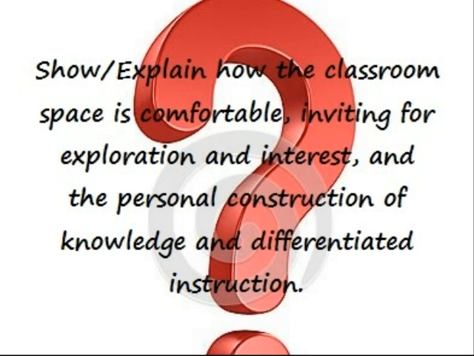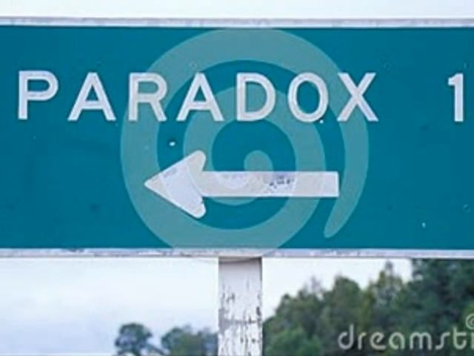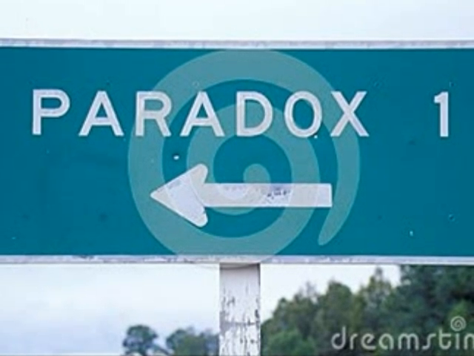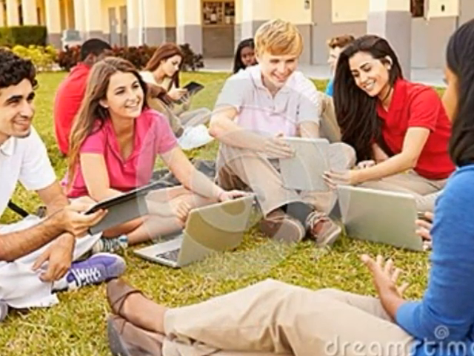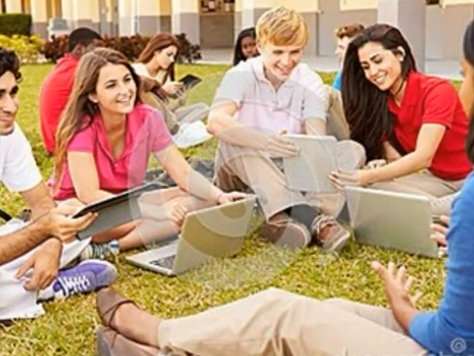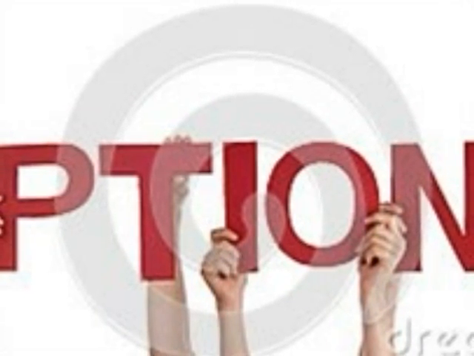Part 2. Show or explain how the classroom space is comfortable, inviting for exploration and interest, and the personal construction of knowledge and differentiated instruction. My classroom incorporates Parker Palmer's 6 Paradoxes for School Design, Design Share 2015. The first paradox is Bounded but Open, Design Share 2015. While my classroom is an open space in which students are allowed to explore their interests and preferred learning styles, I provide students with certain limits and focuses. For most major assignments, students are given choices as to how they would like to complete them. I routinely use strategies such as think-tac-toe and tiered assignments to allow students to choose how they would like to show their knowledge.